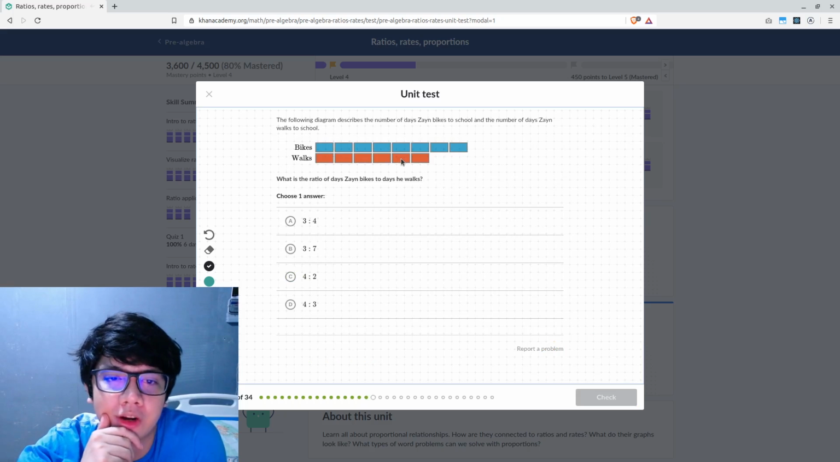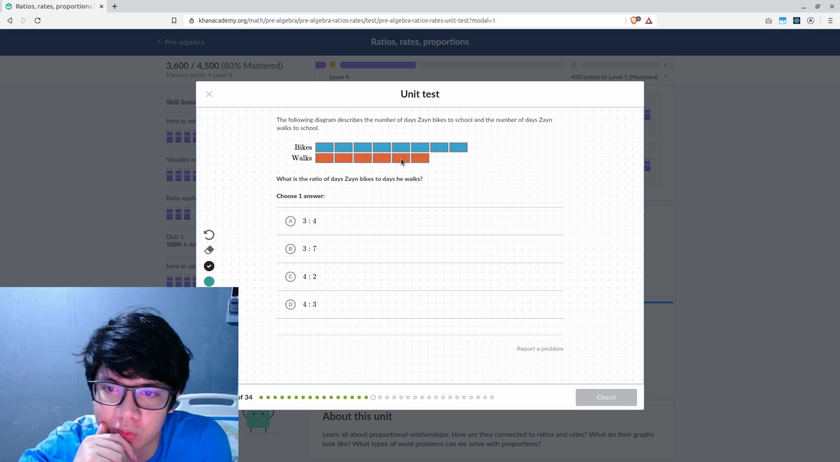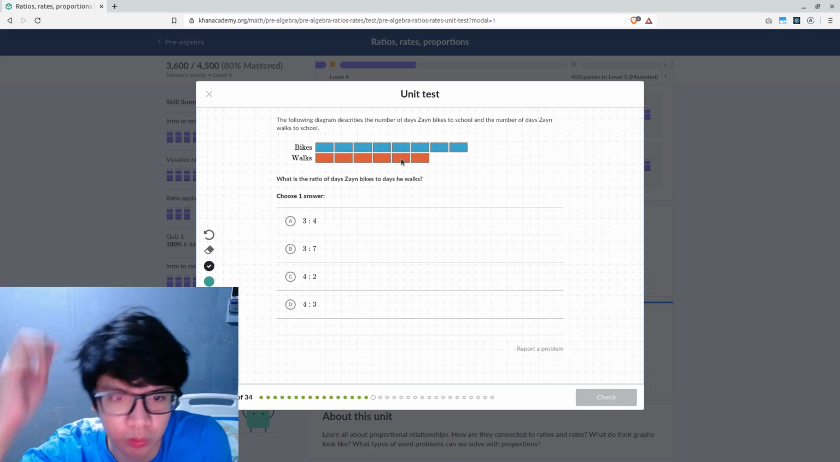The following diagram describes the number of days Zane bikes to school and the number of days Zane walks to school.